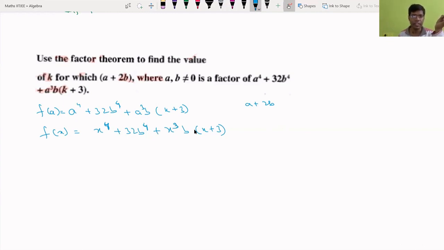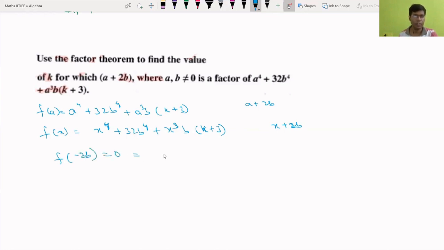So this expression has x plus 2b. As soon as I write x plus 2b, it becomes easy for us to understand. So x plus 2b is a factor of this expression. That basically means f of minus 2b is equal to 0.